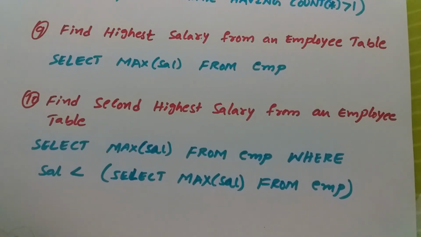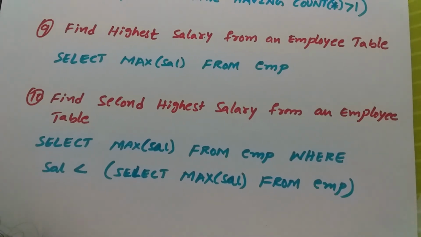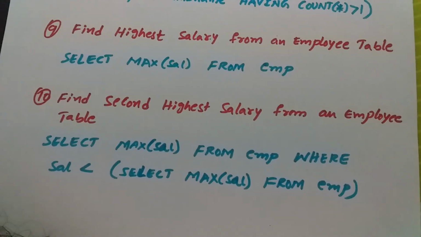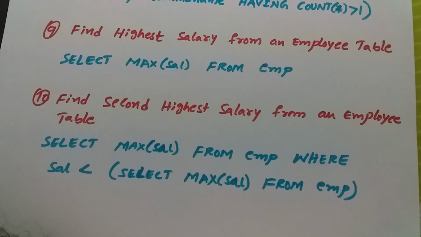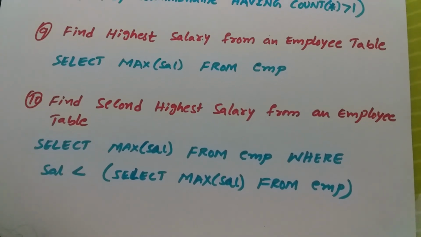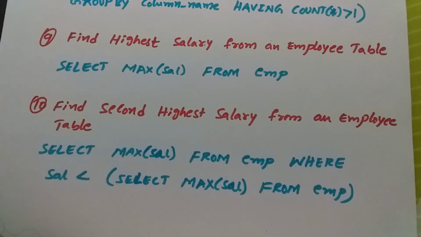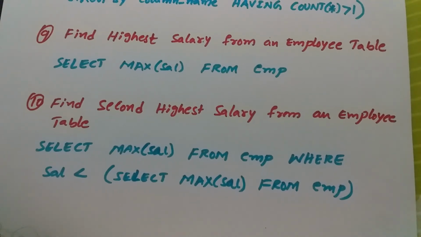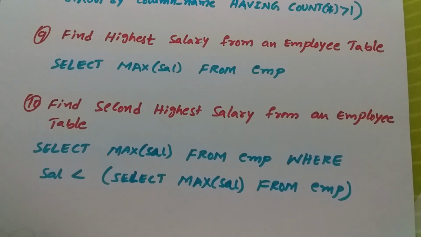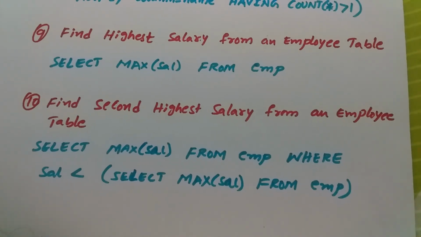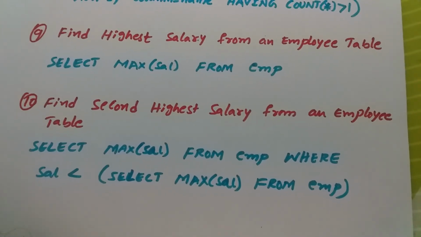So first the inner query will execute, that is the maximum salary from the employee table will be retrieved, and then again the maximum salary which is less than the first highest salary from the EMP table. That means second highest salary. So with this query, we can get the second highest salary.